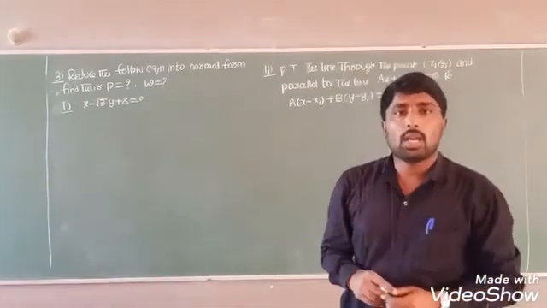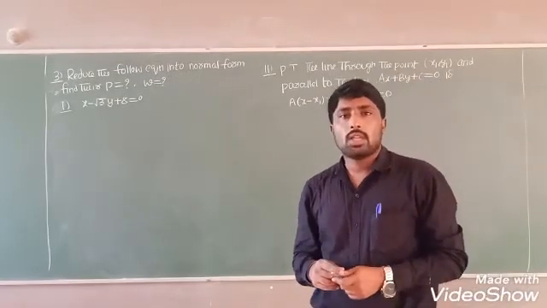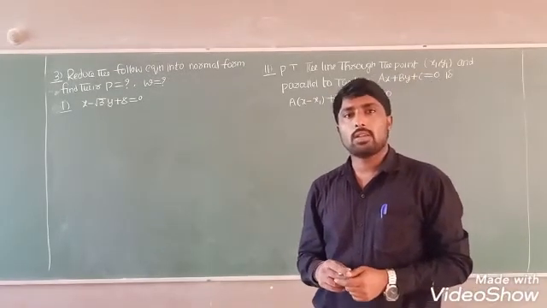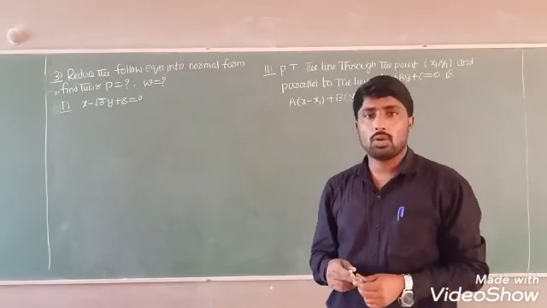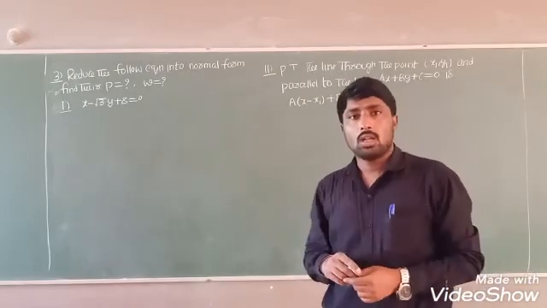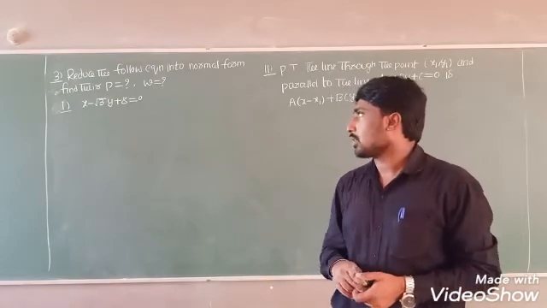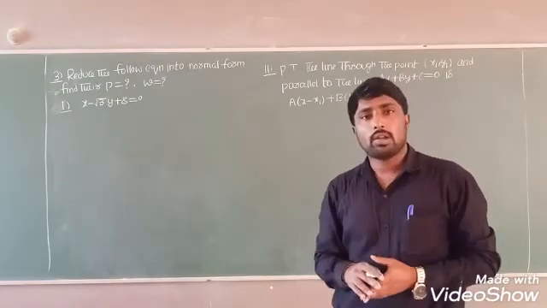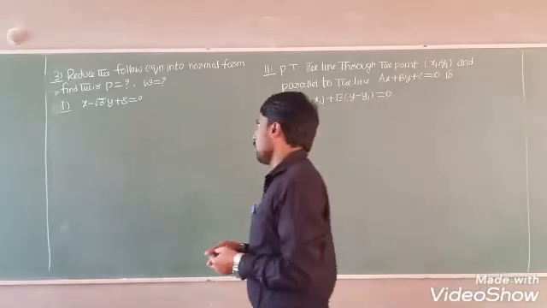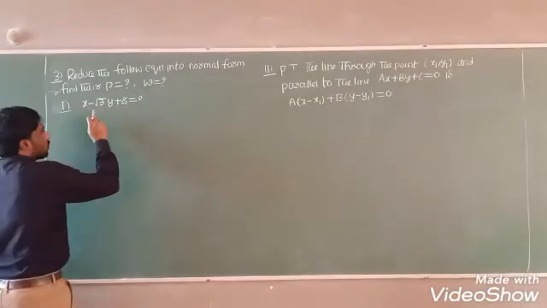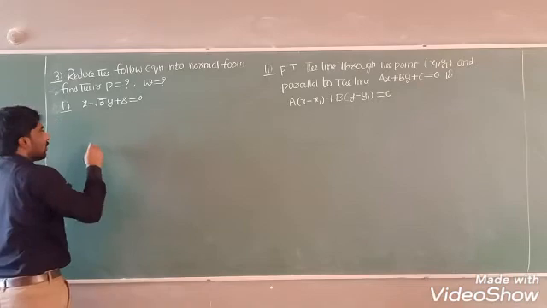x cos omega plus y sin omega equal to p. Here p is called the perpendicular distance from origin to the line. Omega is called the angle which the normal makes with the positive direction of x-axis. So this equation I have to convert into that form. So you see here, x minus root 3y plus 8 equal to 0.